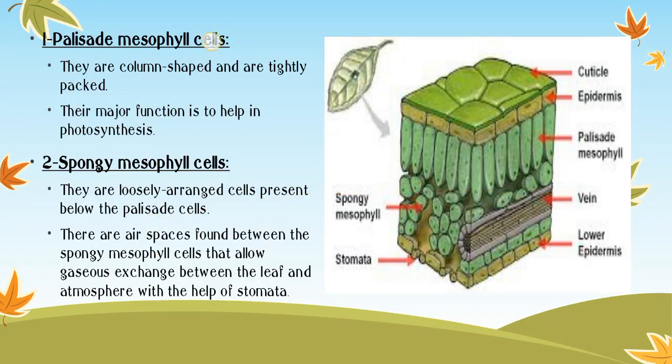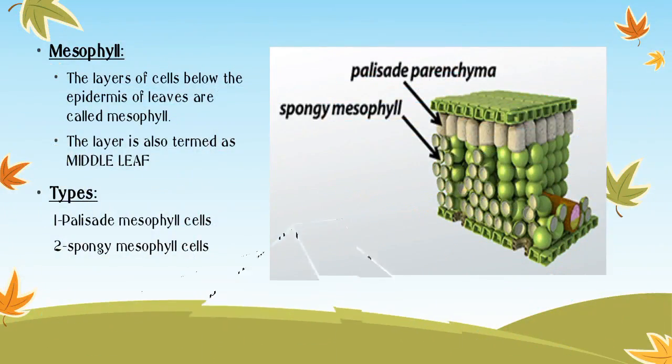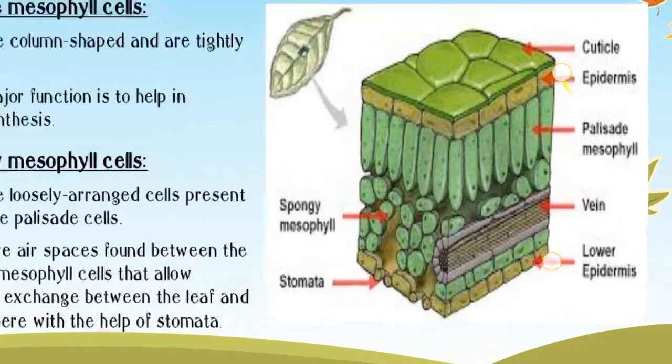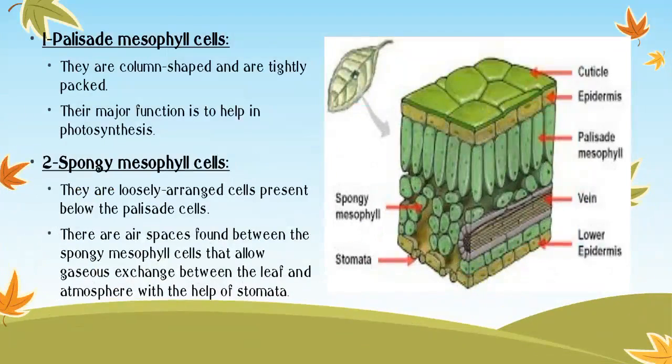First of all, palisade mesophyll cells. They are column shaped and are tightly packed. Their major function is to help in the process of photosynthesis. Okay, here you can see in the diagram, students, these palisade mesophyll cells which are column shaped, elongated, and tightly packed. Fine. The main function of the palisade mesophyll cells is to regulate the process of photosynthesis.